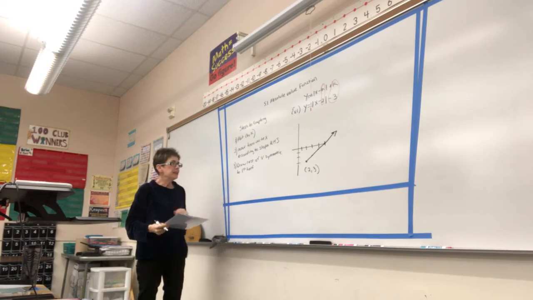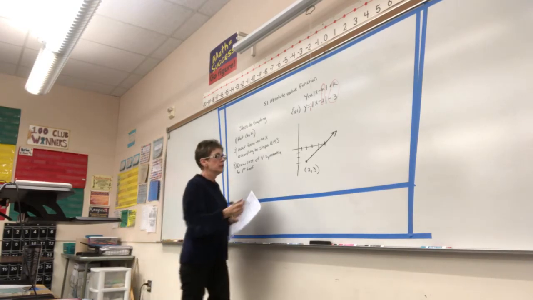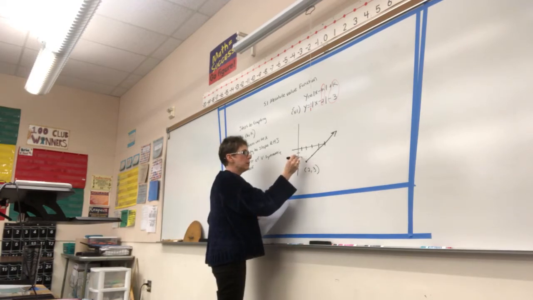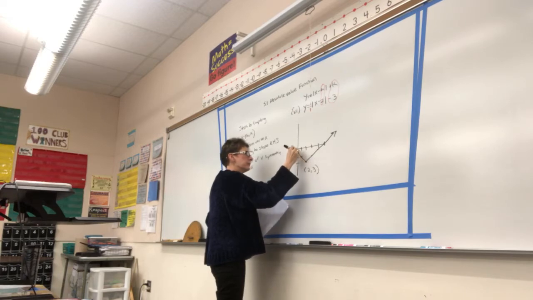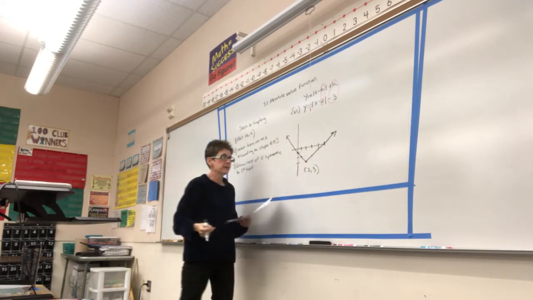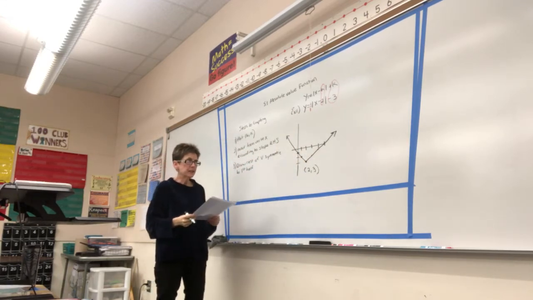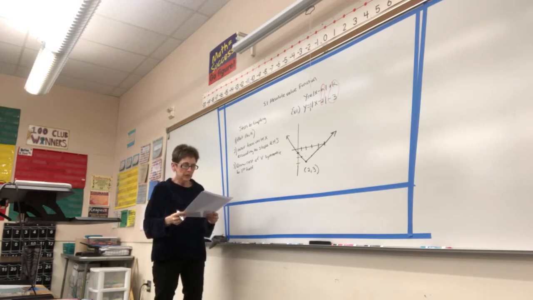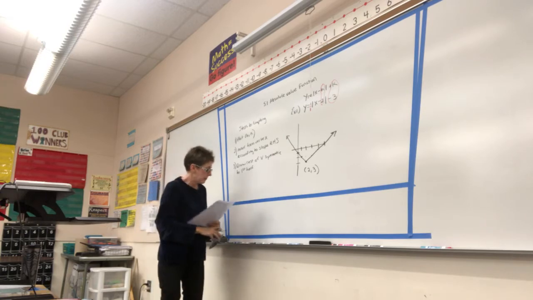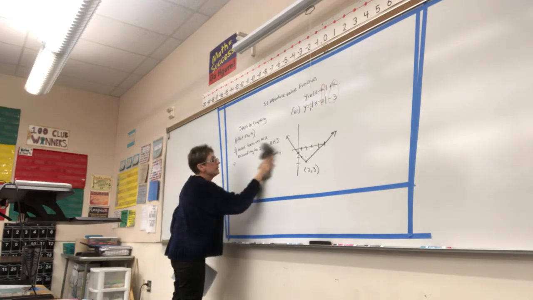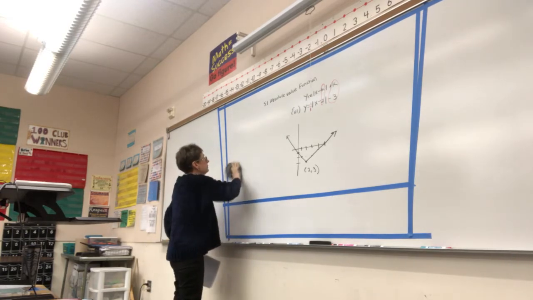Then step 3 says to draw the rest of the V symmetric to the first half. So I would go up 1, back 1, up 1, back 1, and draw that other half there. So that's how you graph an absolute value function. Let's do one more. Example number 2.